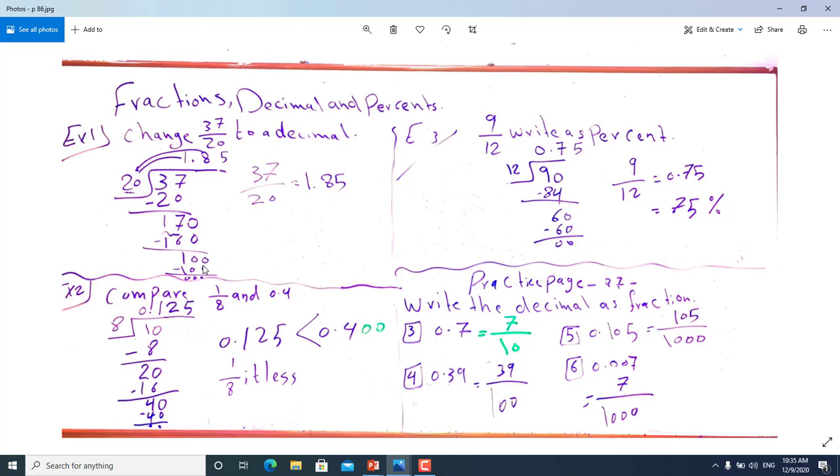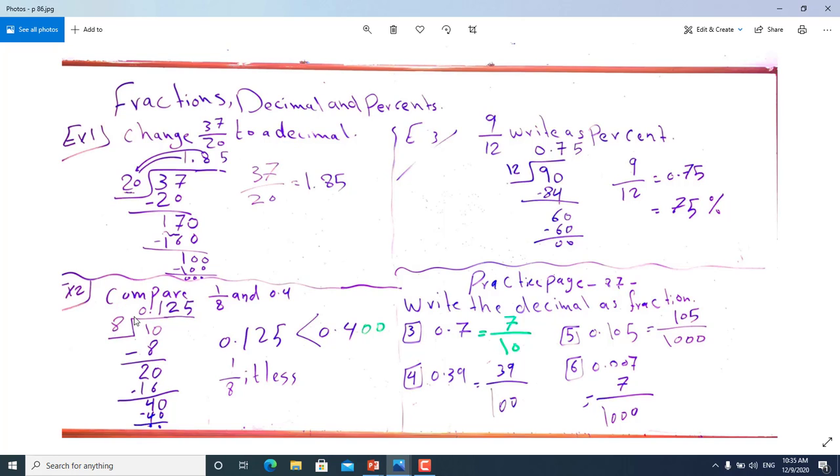We can put 0 to divide again. It will be 100. 100 divided by 20 is 5. This 5 we multiply by 20, it's 100. Now 100 minus 100 is 0. That means 37 over 20 is 1.85.